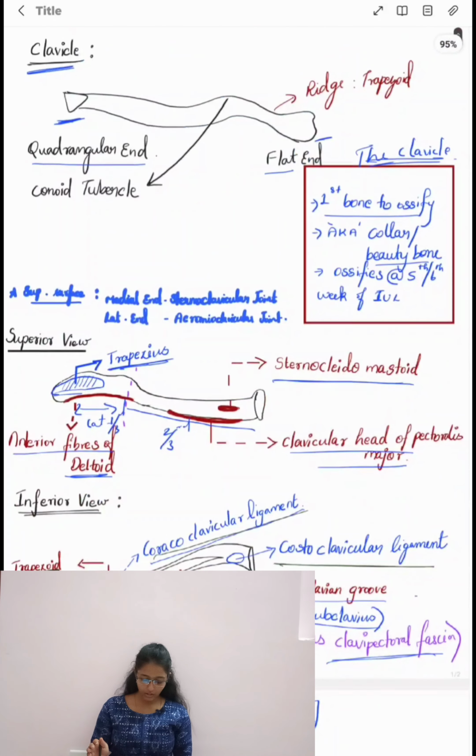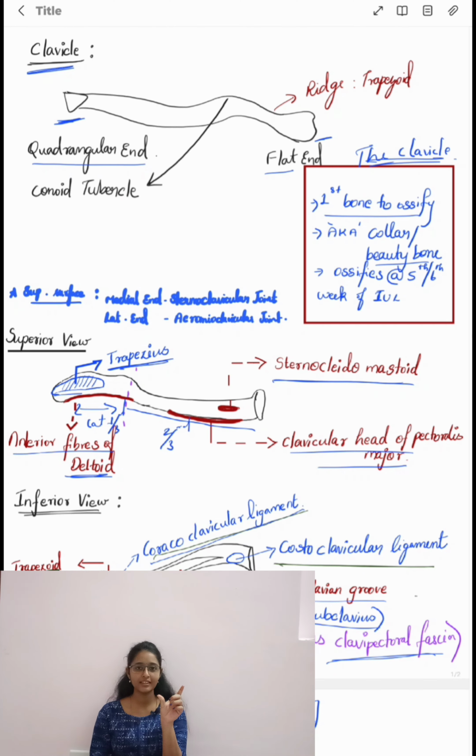The other 2 ligaments are the costoclavicular ligament and the coracoclavicular ligament. The coracoclavicular ligament is where there is a conoid tubercle and trapezoid ridge, and the costoclavicular ligament is seen here on the medial side in the inferior view. So these are all the points of the clavicle.